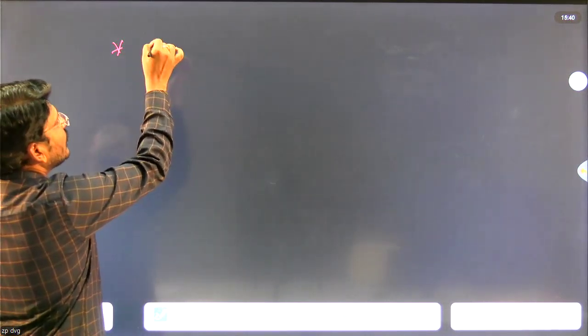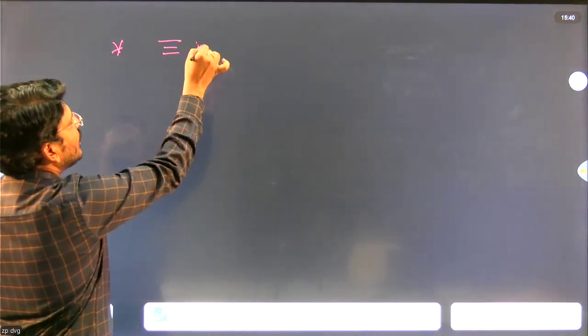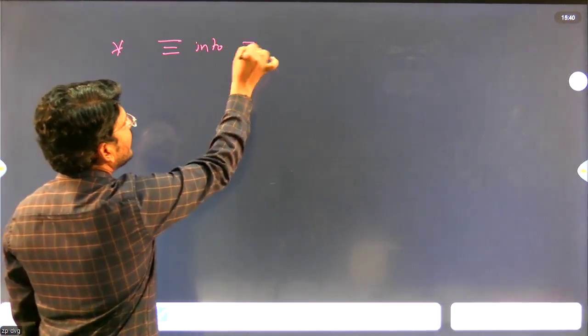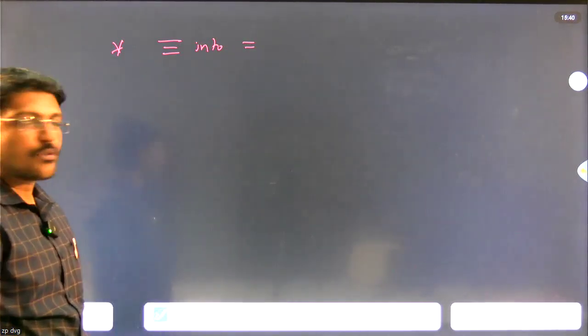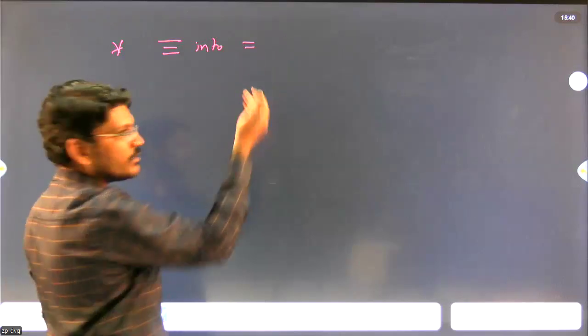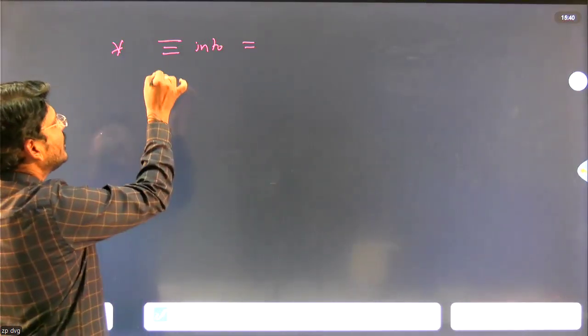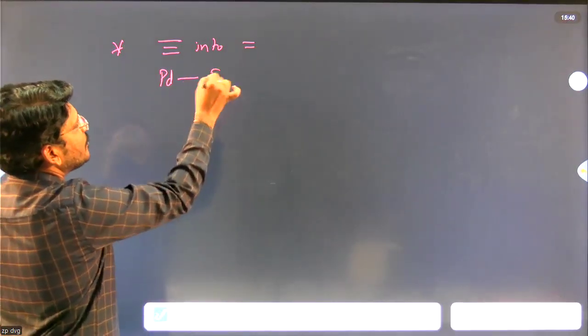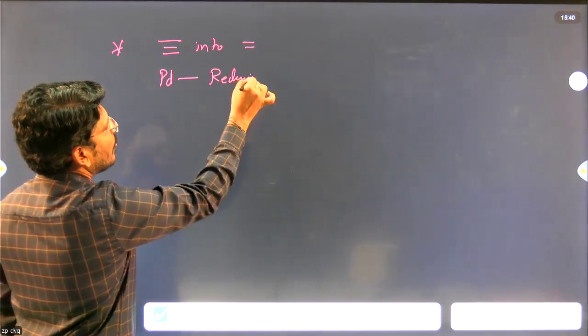So Lindlar's catalyst always converts a triple bond into a double bond. We already know that Lindlar's catalyst is used to convert a triple bond into a double bond. That one undergoes reduction. Normally it contains palladium, and this palladium acts as a strong reducing agent.